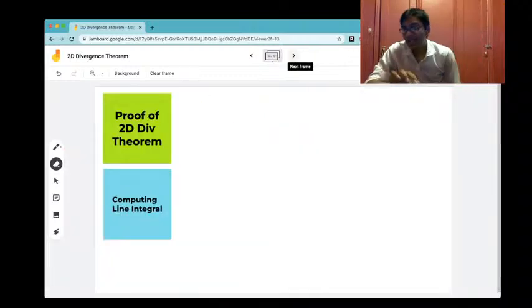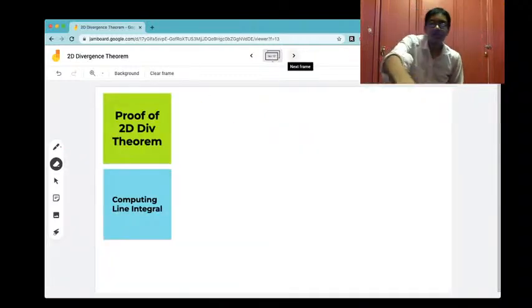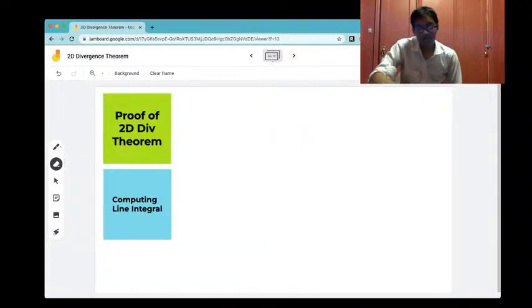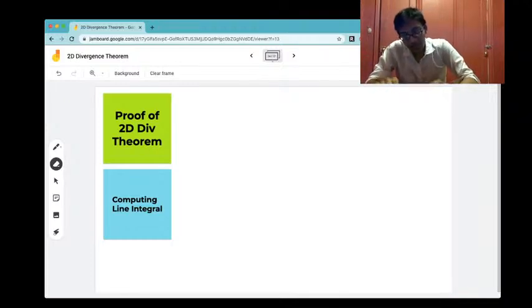And what is that next step of our proof? Well, now we have to actually compute the line integral. Right, so let's go ahead and go to the equation for the line integral, and that is what?